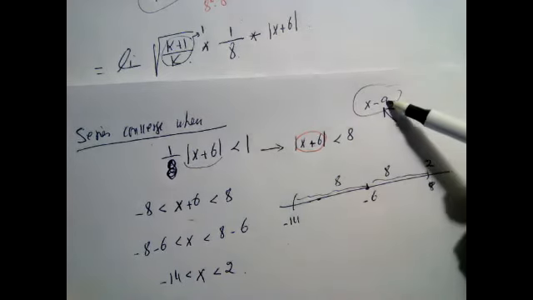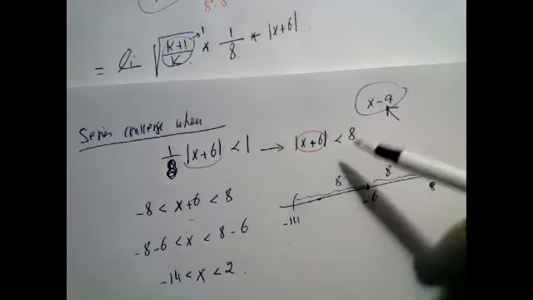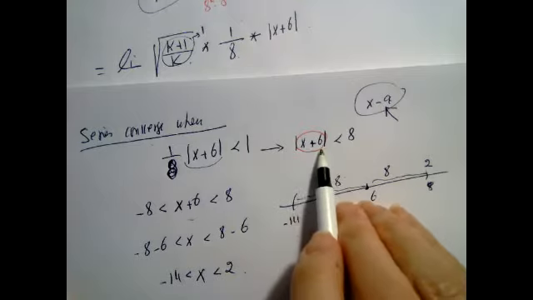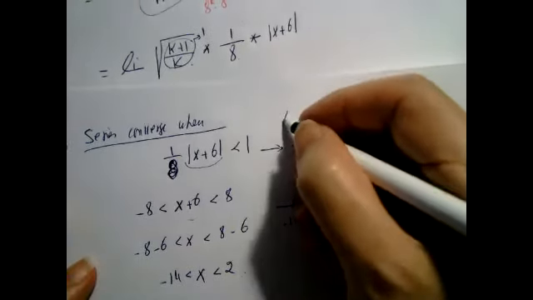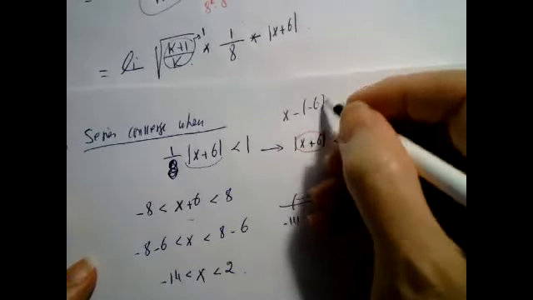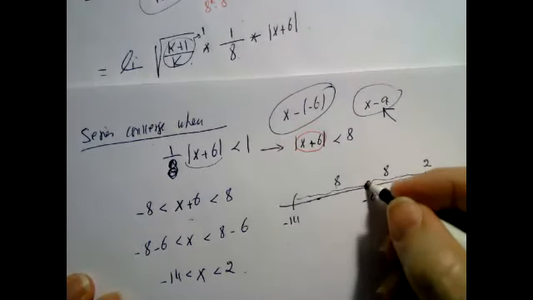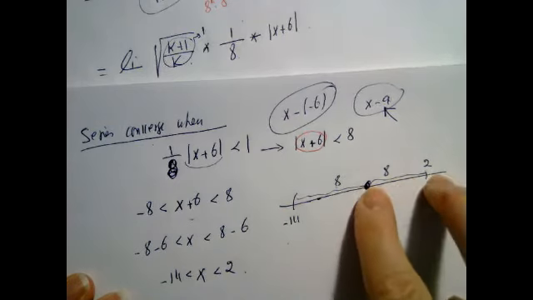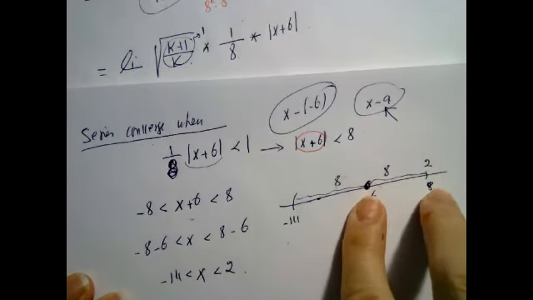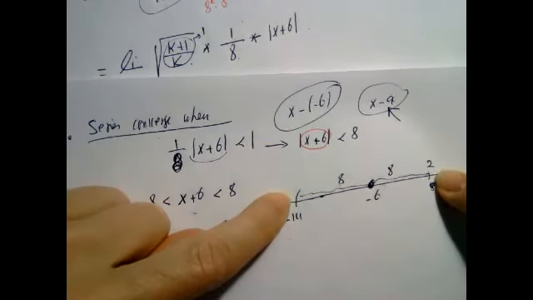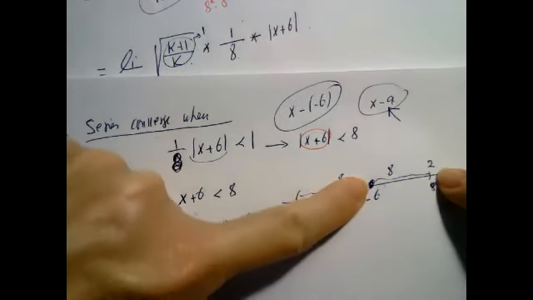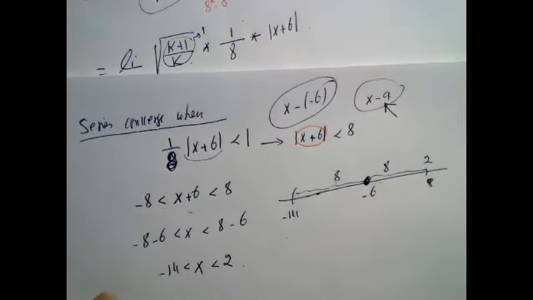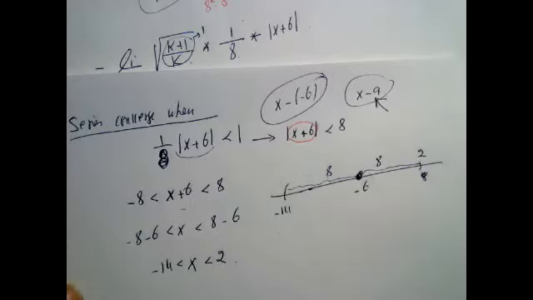So the center is always the a in the x minus a. The a here is -6 because x plus 6 could be written x minus -6. So that's the center, which is at -6. And this is what we're going to call the radius. That's really the radius from the center to the edge, which is the length of the interval, 16, divided by 2, which is 8. All right. So the series converges between -14 and 2.